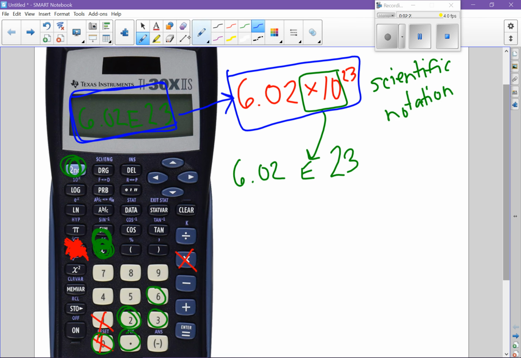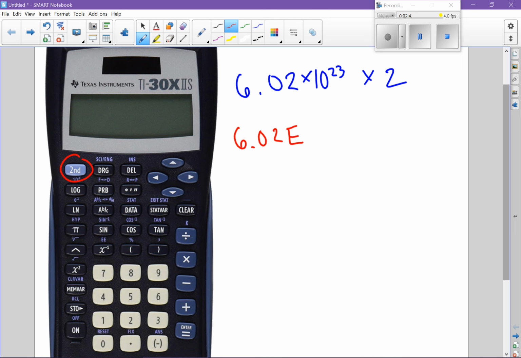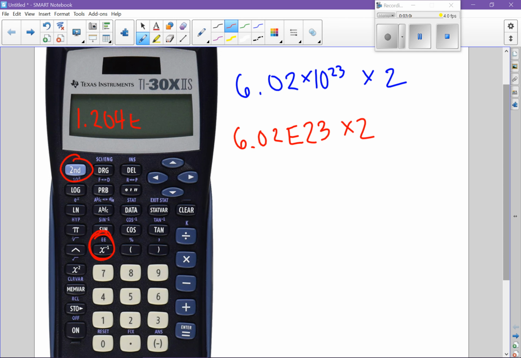Okay? Now the calculator is going to do the same thing to you. Say I typed into my calculator 6.02 times 10 to the 23rd times 2. If I wanted to put that in my calculator, what I would type would be 6.02, and then I would use my E with my second right here, make the E pop up, 23, and then you could still hit times 2. And what your calculator is going to say to you is 1.204, E24.